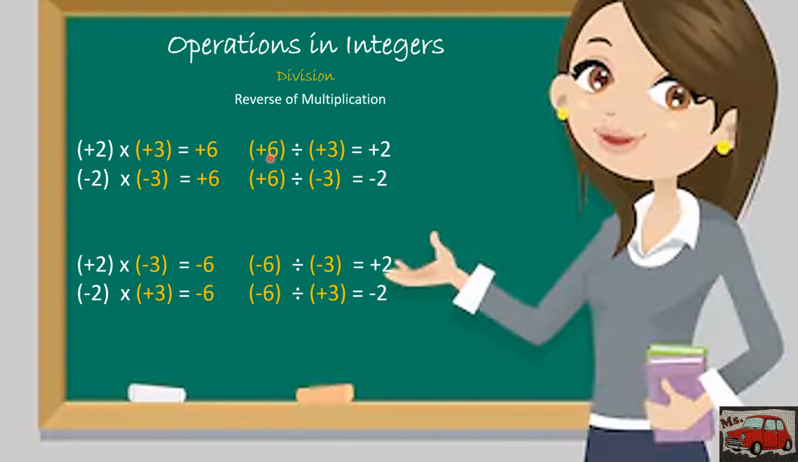Okay? So, positive 6 divided by positive 3, that should be positive 2. Okay? Positive 6 divided by negative 3, that should be negative 2. Negative 6 divided by negative 3, that should be positive 2. Negative 6 divided by positive 3, that should be negative 2. Okay? So, kung mapapansin nyo, yung rules na ginamit kay multiplication, ganun din yung rules pagdating sa pagde-divide ng integers.